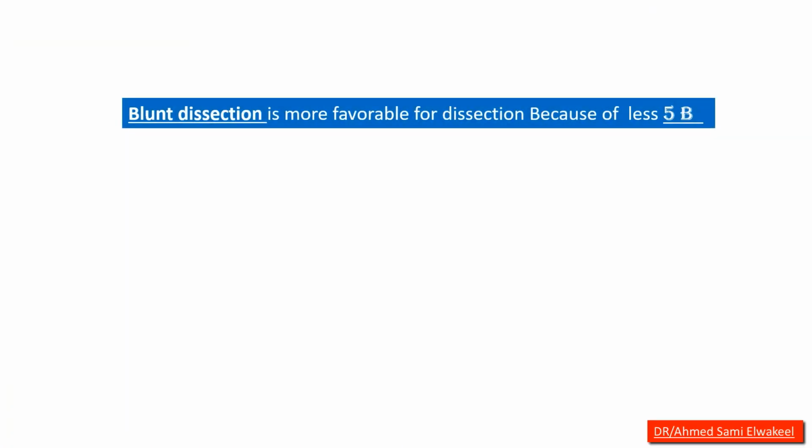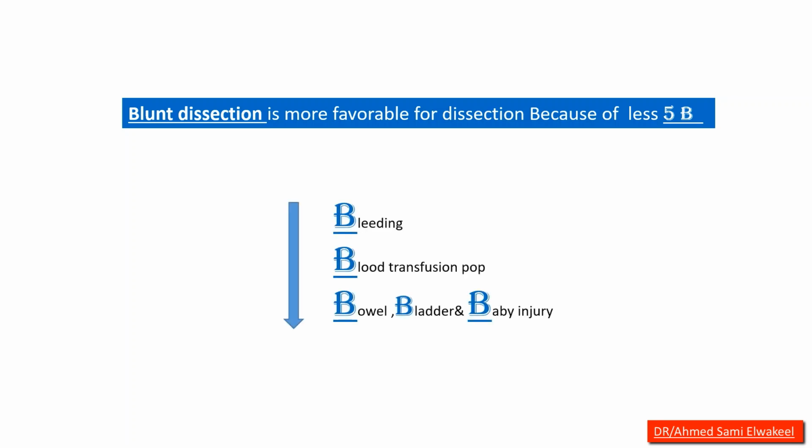At the end, blunt dissection is more favorable for dissection and opening of the uterus because of less blood loss. Blunt dissection is associated with less bleeding, less postoperative blood transfusion, and less bowel, bladder, and baby injury.